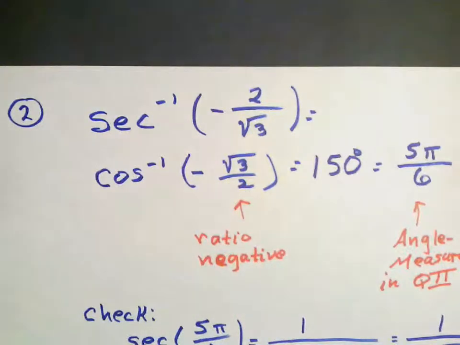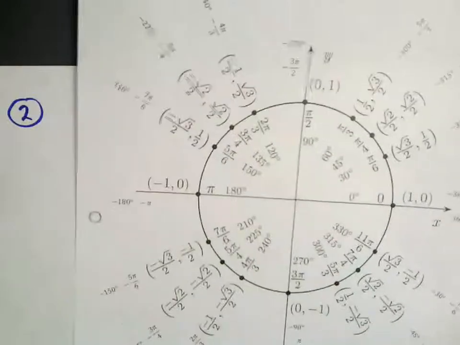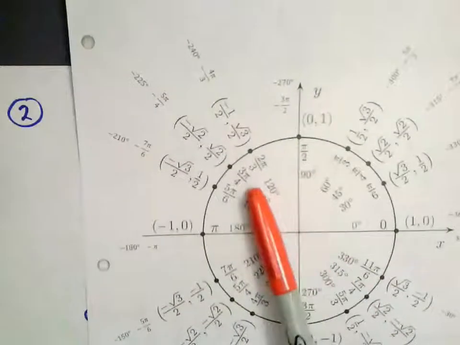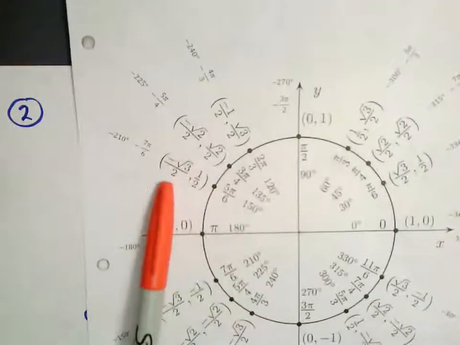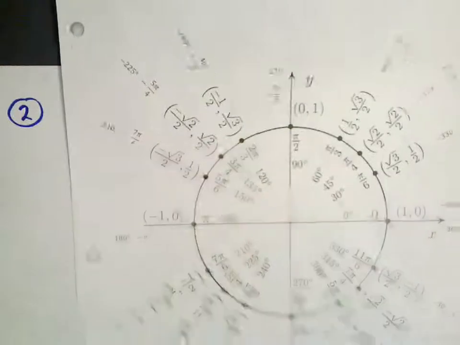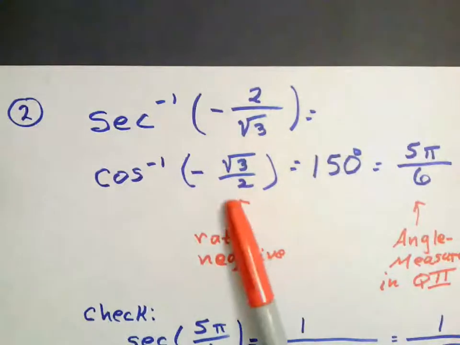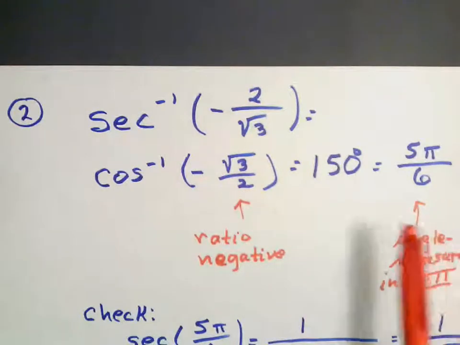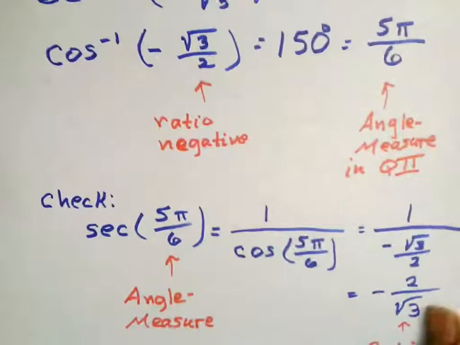So let's look at our unit circle. And we're in the second quadrant right here. And we're looking for a cosine. You see that it's a negative square root of 3 over 2. And that's 5 pi over 6 radians, or 150 degrees. So again, when the ratio is negative, we're getting an angle that's in the second quadrant, a positive angle in the second quadrant. Then we can check this.